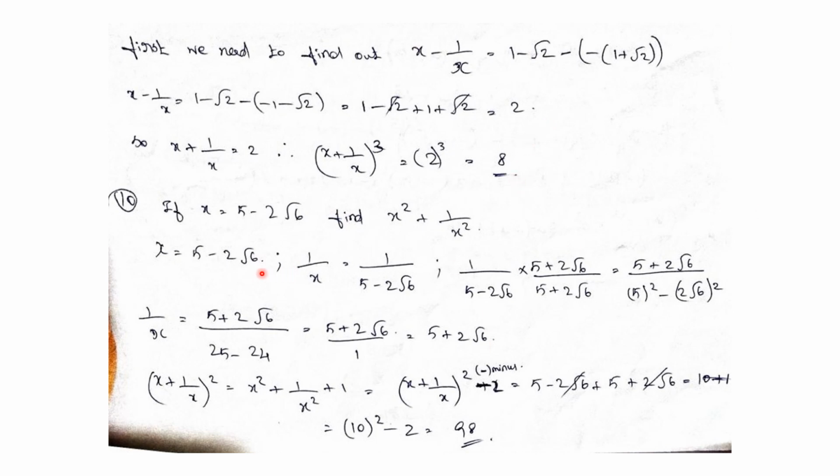10th sum, if x is equal to 5 minus 2 root 6, find x squared plus 1 by x squared. So x they have given, we need to first find out the 1 by x. That means 1 by x we need to write and we should rationalize that one. Then we should find out x plus 1 by x. 1 by x will be 5 plus 2 root 6. X plus 1 by x we need to find out. We should square both the sides. So the answer will be 98.